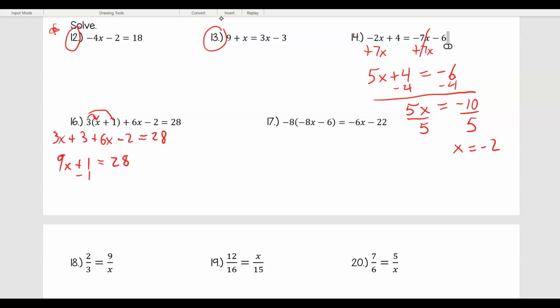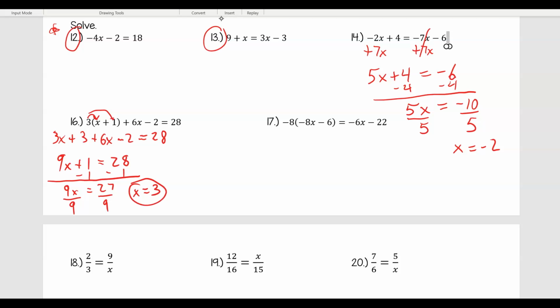Now we can do a two-step solve. Subtract 1 from both sides. So we have 9x equals 27. And 27 divides nice and evenly by 9. So we get a nice clean answer, x equals 3.